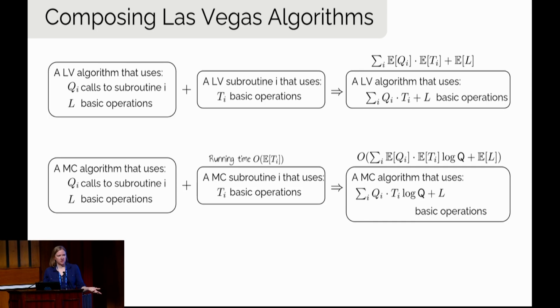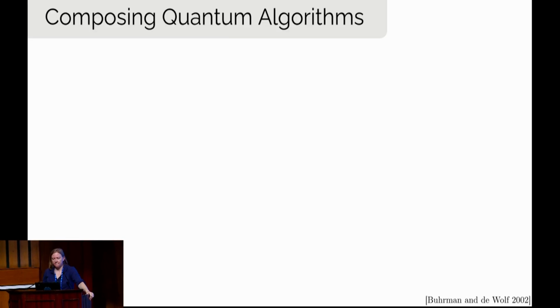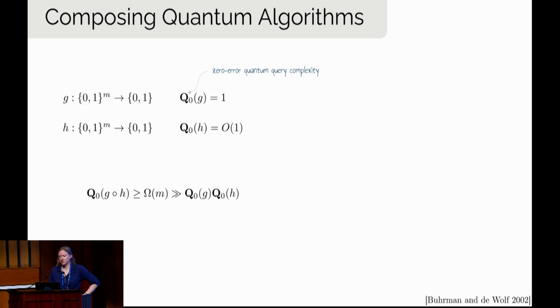Okay, so now let's get to the main subject of my talk, which is composing quantum algorithms. The first indication we had that things are not so simple in the quantum world of composition is a result from 2002 by Beame and de Wolf, showing that there are two functions whose zero-error quantum query complexities are both constant, and yet the zero-error quantum query complexity of their composed function is linear, which is much bigger than the product of the zero-error quantum query complexities of the two functions.